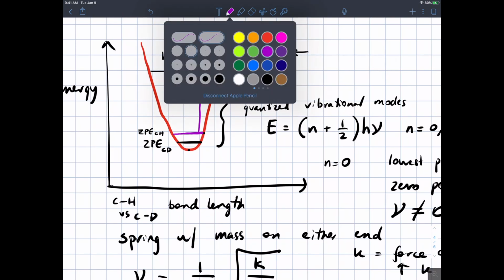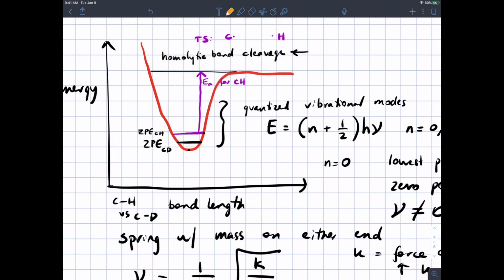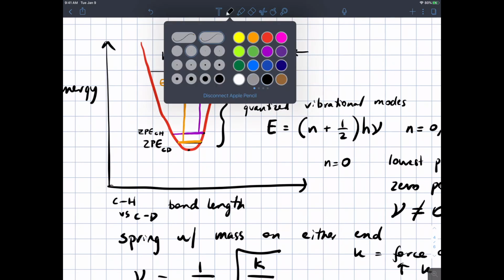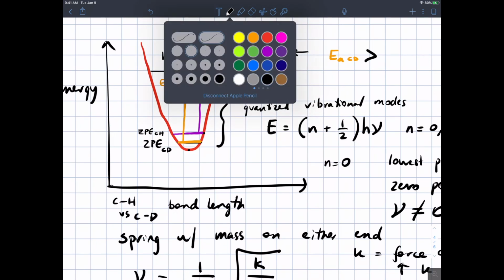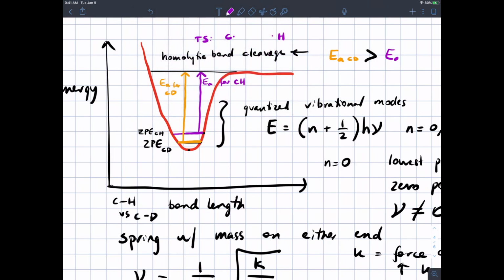And then let's say in orange, in order to get to the same point, we've got to start out lower in the well. So this is our activation energy for the CD bond breaking. And so what we would observe is that the energy of activation for the CD bond is actually higher than the energy of activation for the CH bond.